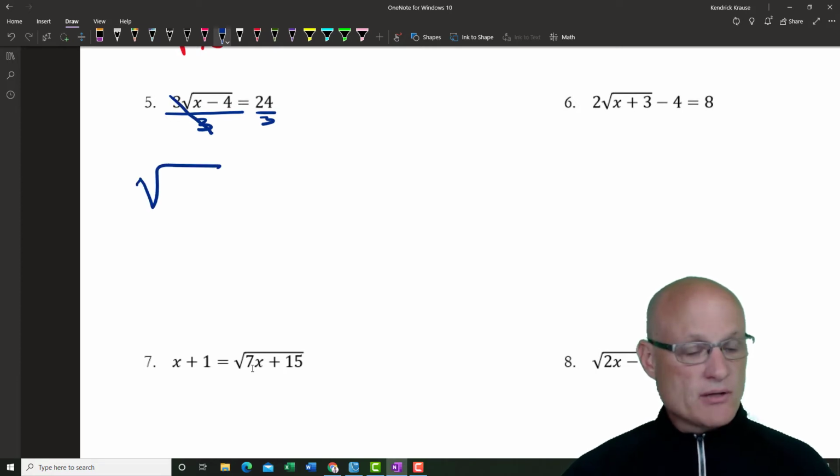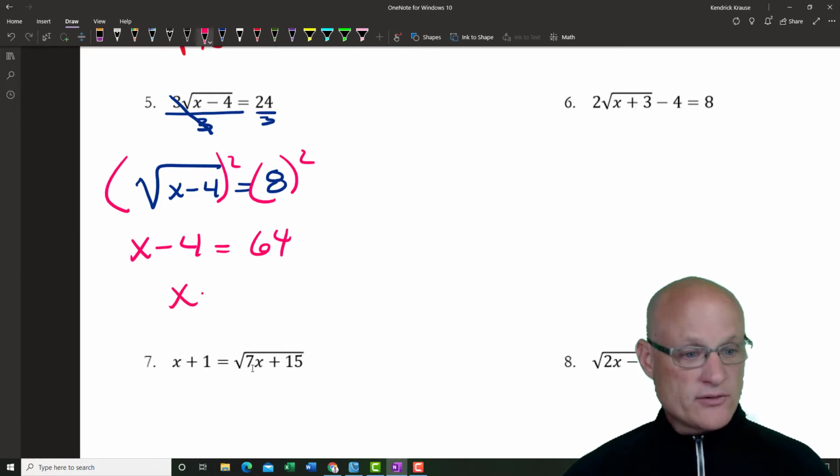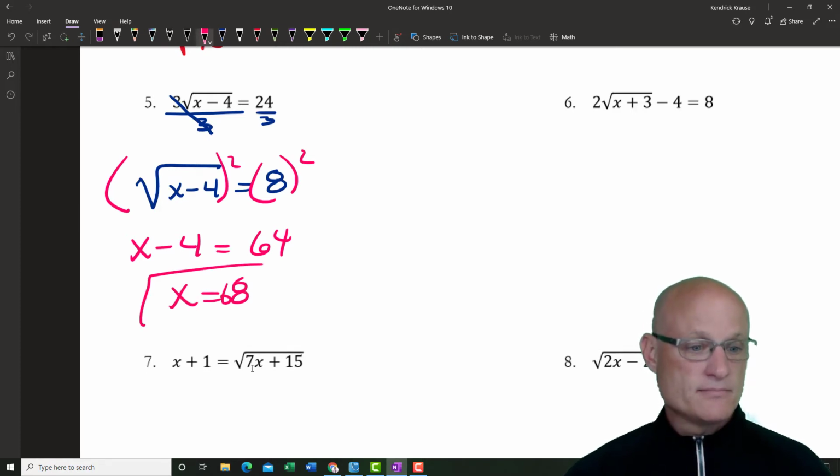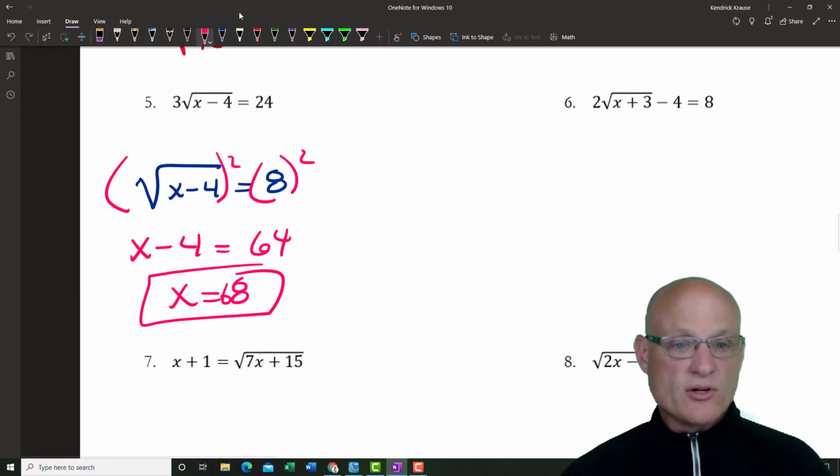And I get the square root of x minus 4 equals 8. To get rid of that square root, I'm going to square both sides. So I get x minus 4 equals 64, or x equals 68. Checking my work.